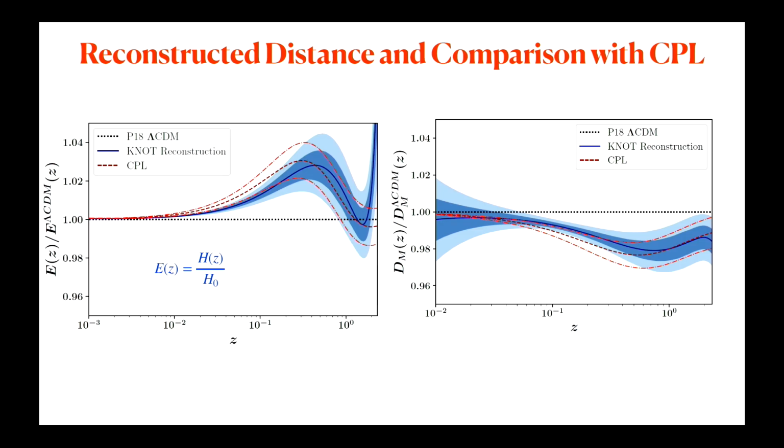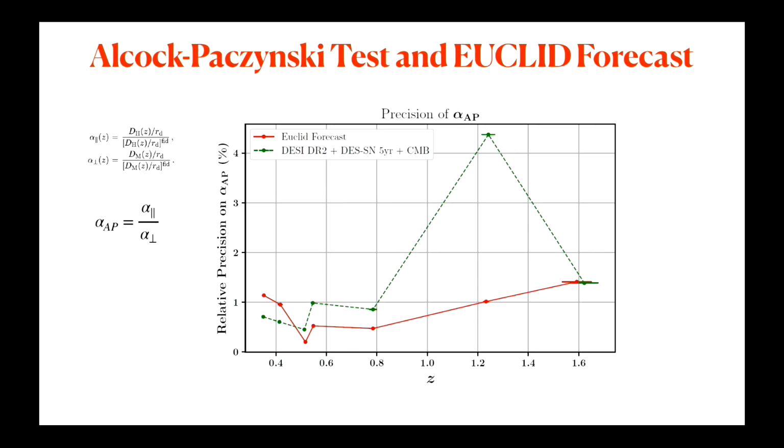I have 1 minute, fine, maybe. Okay. These are basically our forecasts for the AP test. These are our numbers, and these are what we can get from Euclid. As you can see, at these 7 redshifts the Euclid errors are quite suppressed. So maybe if you do this afterwards with the Euclid numbers, things will be even tighter.